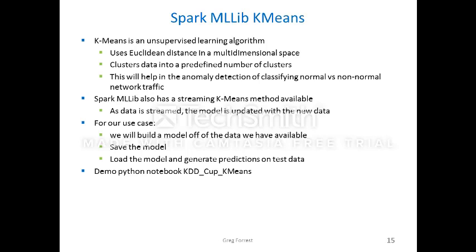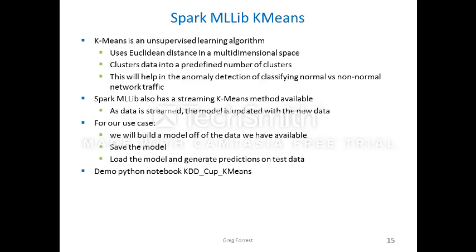Quick introduction to Spark MLlib for k-means. K-means is an unsupervised learning algorithm. This uses Euclidean distance in a multidimensional space. It's going to try to cluster your data into a predefined number of clusters. And then this is going to help us for anomaly detection. So in a multidimensional space, normal network traffic should show up, generally speaking, in the same cluster, and hopefully anomaly traffic will show up in different clusters.